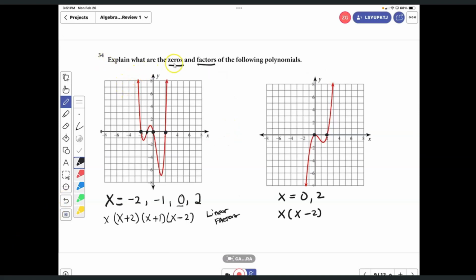Explain zeros and the factors of the polynomials. So the zeros are actually where the graph will intercept the x-axis in both cases. So we have negative 2, negative 1, 0, and 2. The linear factors are x, because x equals 0, x plus 2, x plus 1, x minus 2. And we have 0 and 2, so it's going to be x and x minus 2.